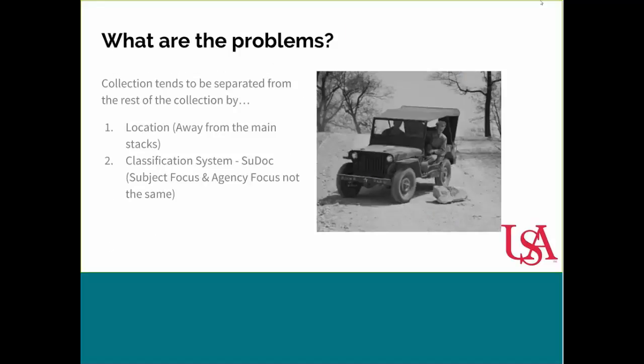Okay. So we talked about the good things. Now, what are the bad things or the challenging things with government information that was also mentioned in Lori Gwinnett's article? The collection tends to be separated from the rest of the collection by one location away from the main stacks. It seems that making that crossover from one side of the building to the other side of the building can be very challenging to some people. I don't know why. It's just outside of range. They look different. It just seems to be challenging.